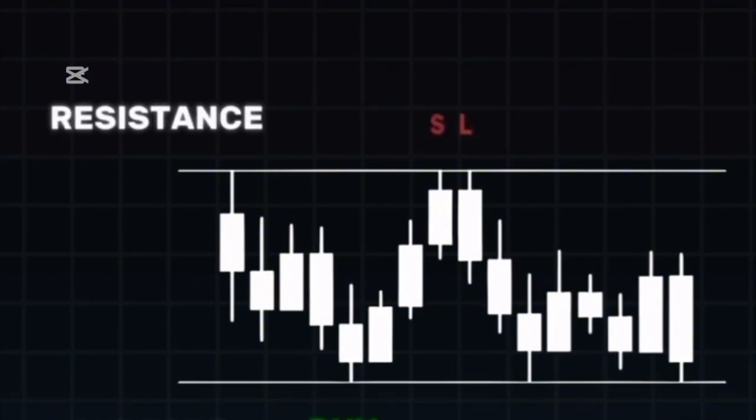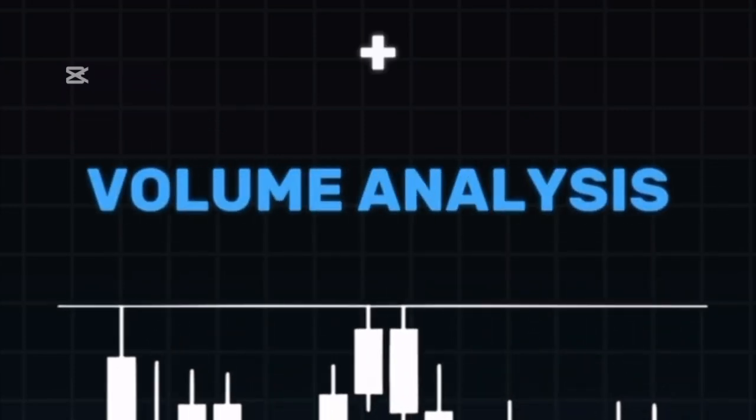In sideways markets, prices move between support and resistance. Buy near support, sell near resistance, and repeat. It's simple and works well in choppy markets. Patience is key. Wait for clear signals before entering. Combining this strategy with volume analysis can improve accuracy.